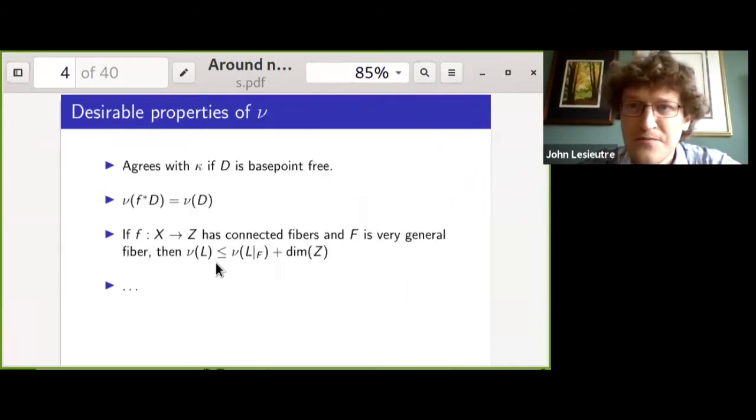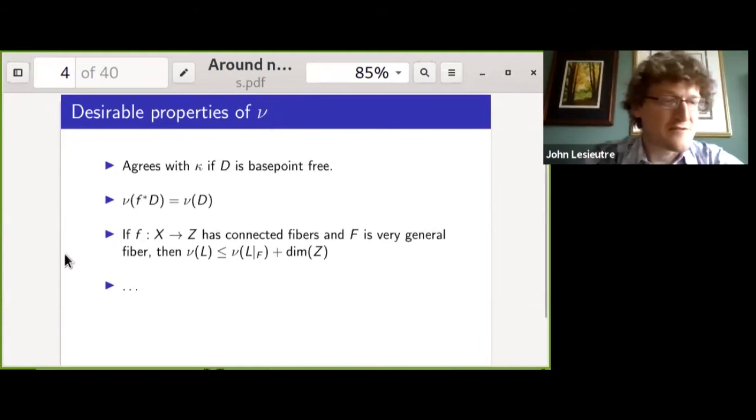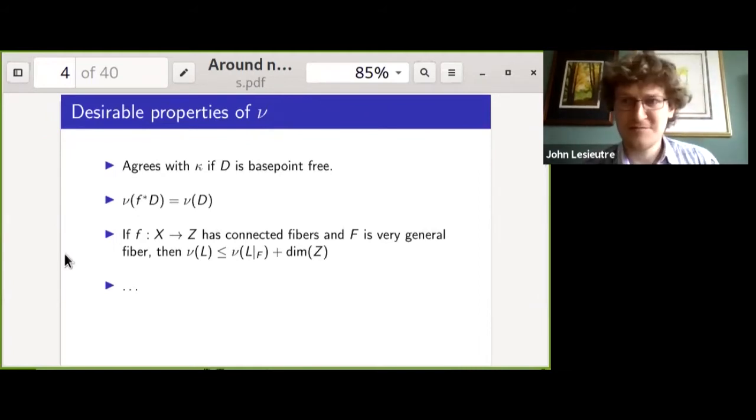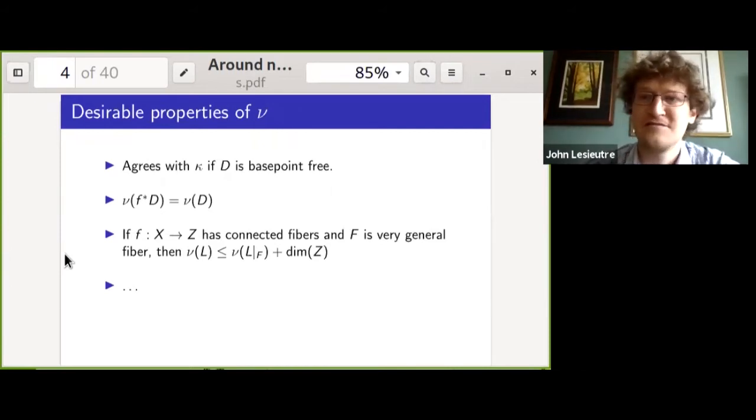Okay, so what kind of properties should this numerical dimension have? It's usually denoted by nu. Of course, you could just say everything has numerical dimension 0, but that wouldn't be so interesting. So we should make a list of properties that we would want this invariant to have, and then we could try to write down whether or not it actually has those properties. So maybe the most basic thing is that for base point free divisors, it should be the same thing as the Iitaka dimension. You could also ask that it doesn't change when you take a pullback. Maybe you want some kind of weak addition.